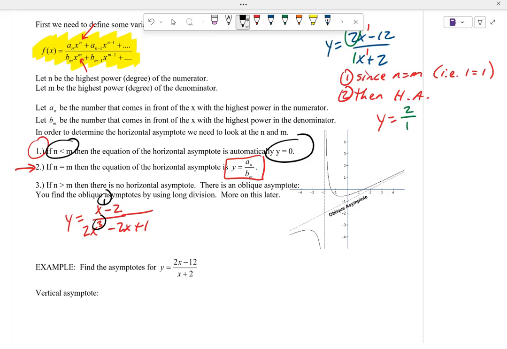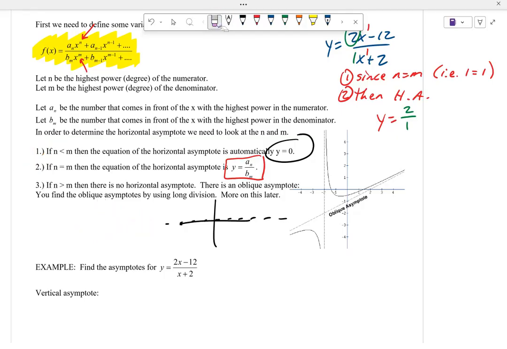Then automatically that one would have a y equals 0 horizontal asymptote because the degree of the numerator is less than the degree of the denominator. Okay, and we'll talk more about why that is for these scenarios 1, 2, and 3. Let's look at the third scenario for a horizontal asymptote. The third scenario is if the degree of the numerator is larger.